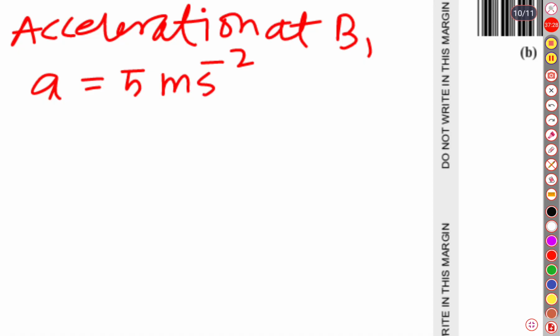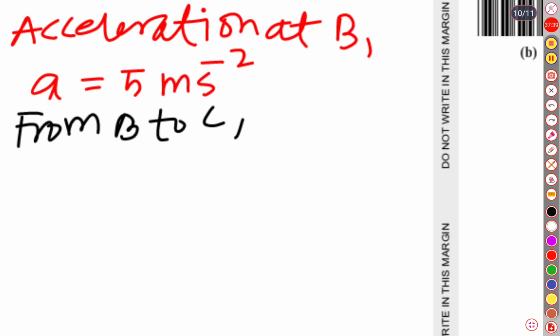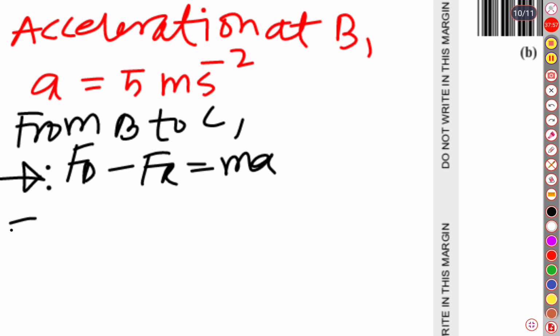From B to C is to be calculated. The same concept, the motion law of Newton, we will write: driving force, and this is definitely horizontal movement. So driving force minus resistance force is equal to mass into acceleration. It's all the same actually. Driving force was nothing because the particle was released from rest.